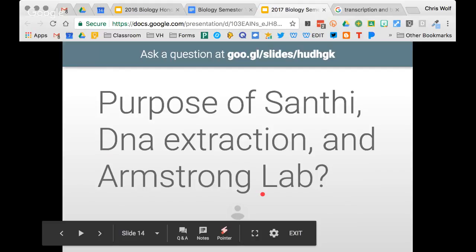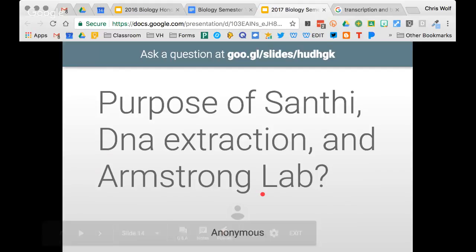And the Armstrong lab was really a lab to help us, one, better write CER, claim evidence reasoning statements, but also use gel electrophoresis principles and use spectrophotometry principles to figure out how much protein was in Armstrong's samples.